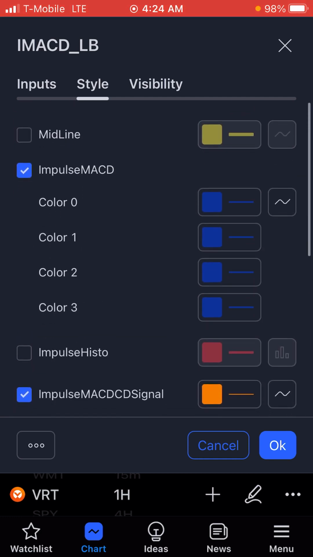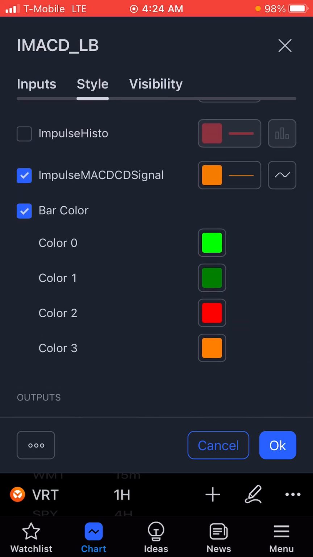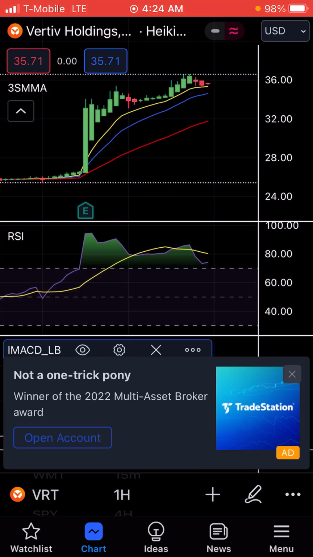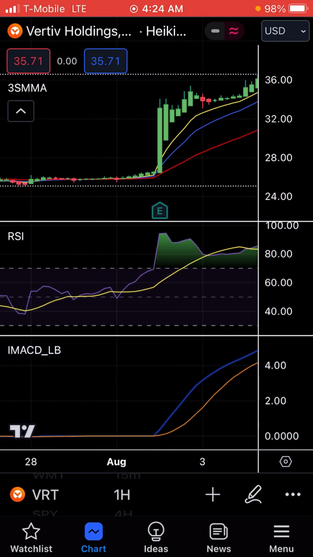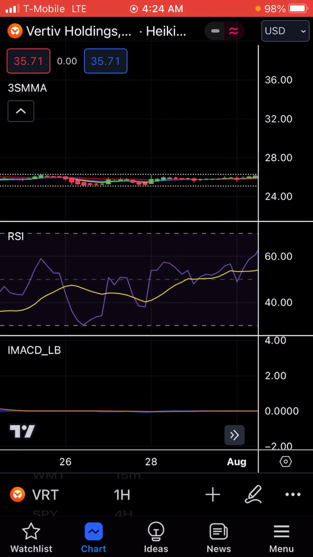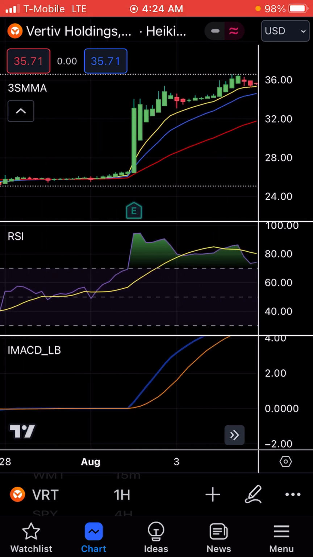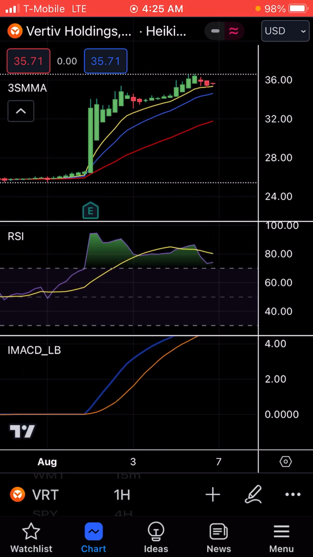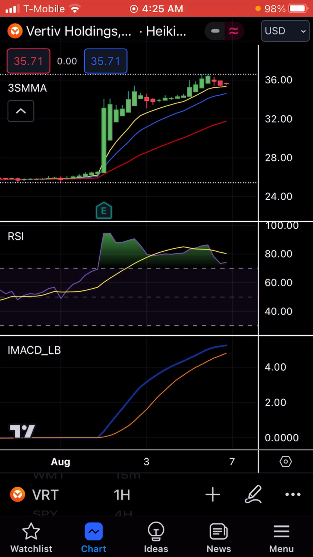I basically check most everything off except for the impulse signal, and that really shows me the moments when something is consolidating or there's not a lot of movement. It goes flat, and that's different than the old MACD. So when you see it go flat like this, that means there's a lot of consolidation and it's not a good time to do that trade. Once you see the blue line going up, it's not in a consolidation period anymore. So anyway, that's just a little tip right there.